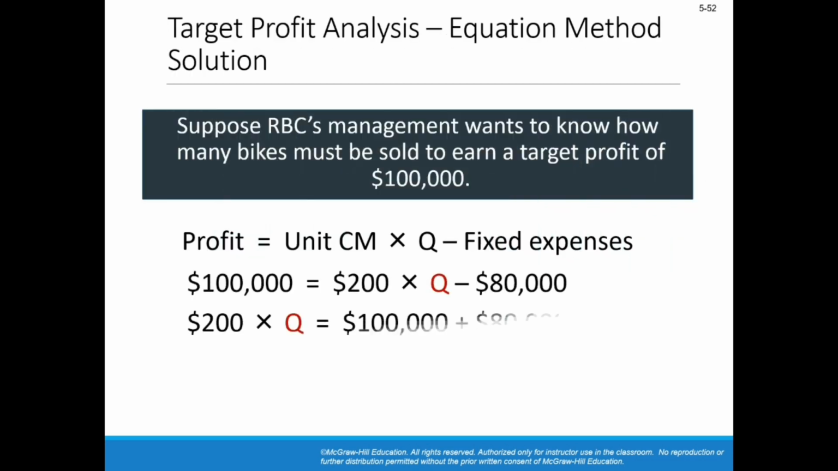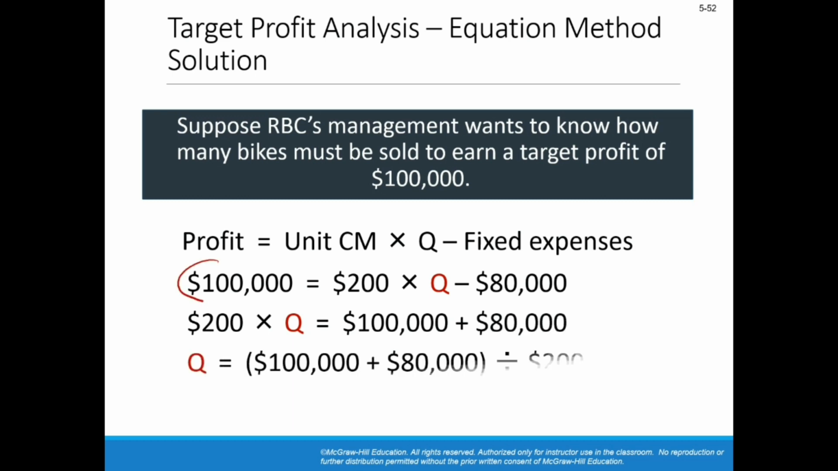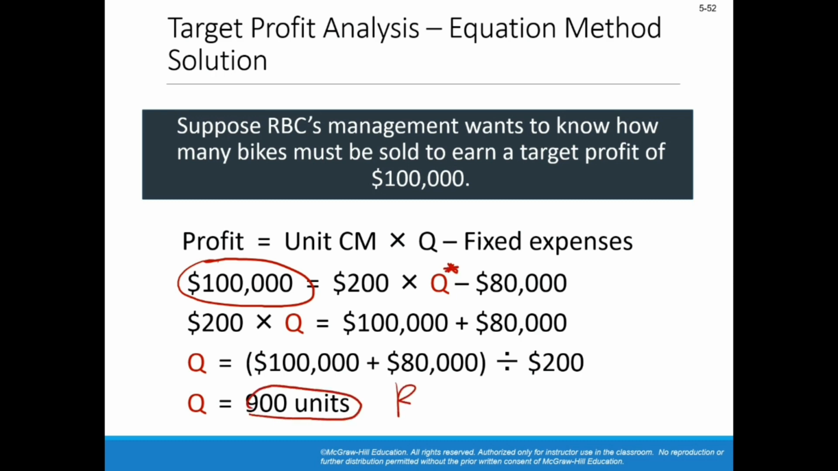So here they are telling us that we need to attain a profit of $100,000. What is the required quantity to be sold to get that? It's 900 units. Here we're talking about RBC. We're not talking about the coffee clutch example anymore. So 900 units in order to attain a profit of $100,000.